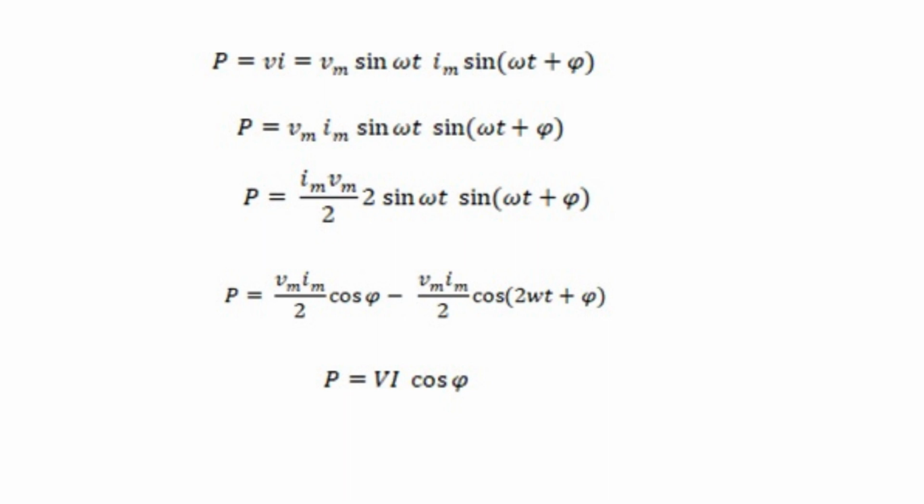Since the average value of cos 2 omega t over a supply half cycle is 0, the second term's value is 0. So the total power P equals Vm into Im by 2 cos phi, which equals VI cos phi.